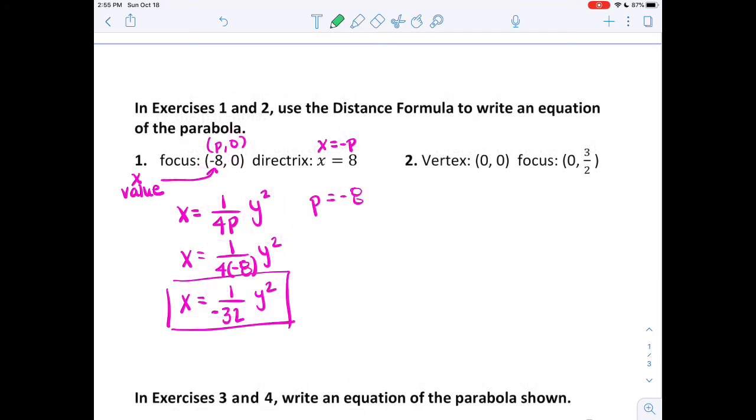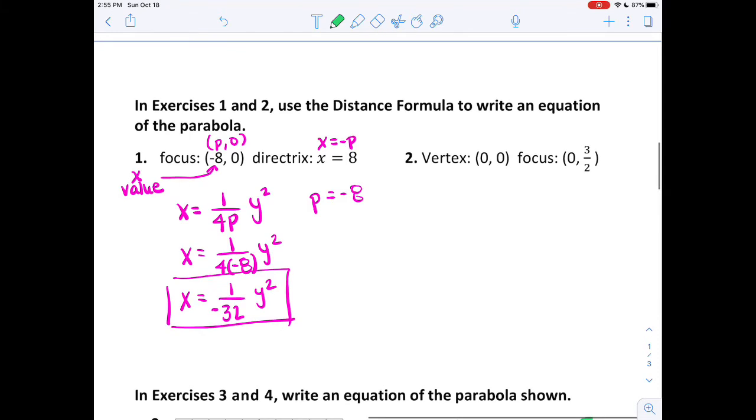Let's look at example number 2. This time we're given the vertex at (0, 0), which always has to be true in order to use the equations we discussed previously, and our focus is at (0, 3/2). So this is our (0, p) point. We weren't given the directrix, but we could technically say that the directrix is at y is equal to -3/2 because we know it's in the opposite direction of our p-value.